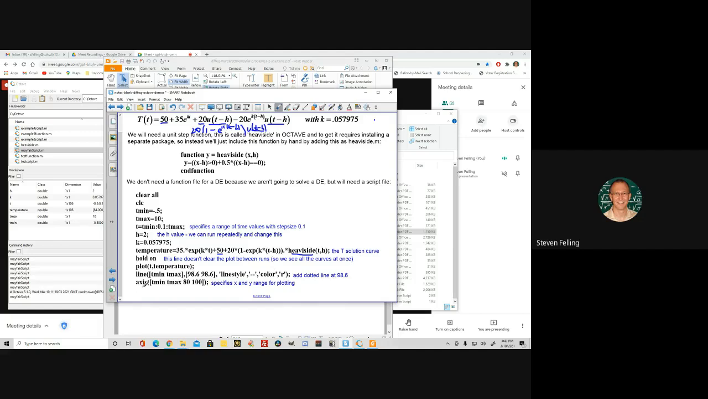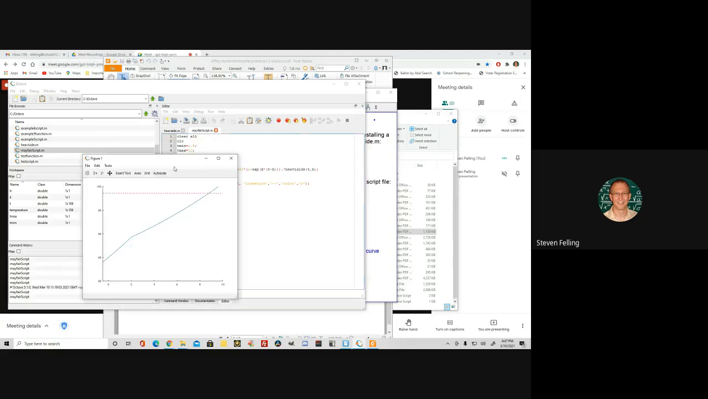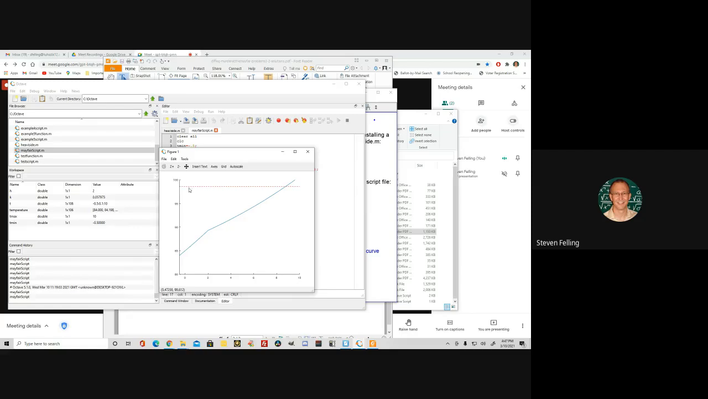And then this is giving me a range for the axes. I want the horizontal axis to go from Tmin to Tmax, and the vertical axis to go from 80 to 100. All right, so if you enter that in your script function and then you execute, you'll get this right here. So here's the dotted line at 98.6. Here's the temperature as a function of time.